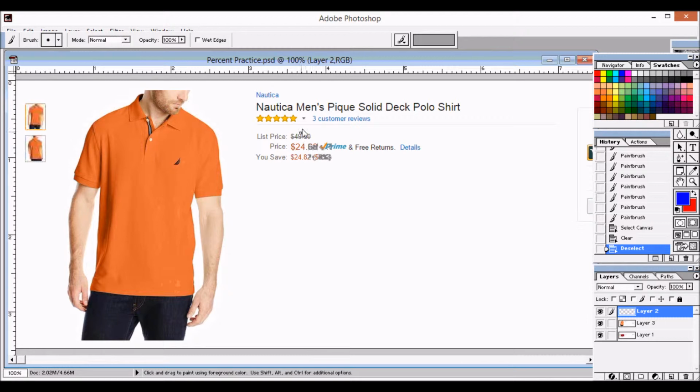So what I wanted to do is show you this cool Nautica polo shirt that really kind of piqued my interest, if you will. Sorry, bad joke, bad joke.